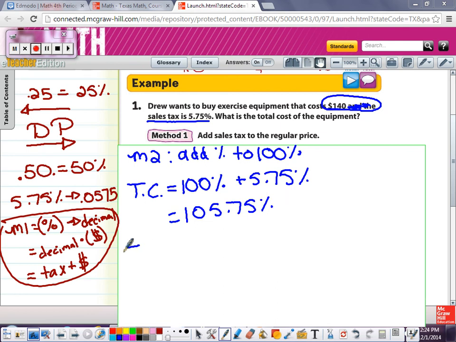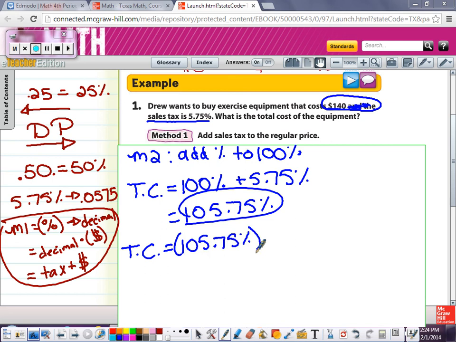Now the trick is just like the last one. To find the total cost of what it is that you're buying, you take the full percent that we just got, 105.75%, and you're going to multiply that times the original amount that the thing cost. In this case, our exercise equipment, which cost $140.